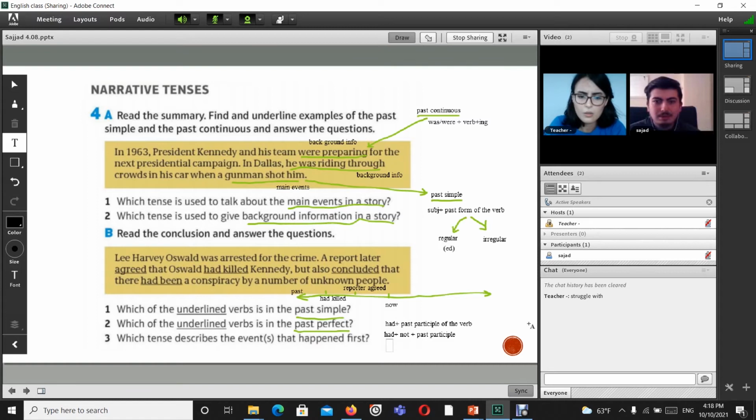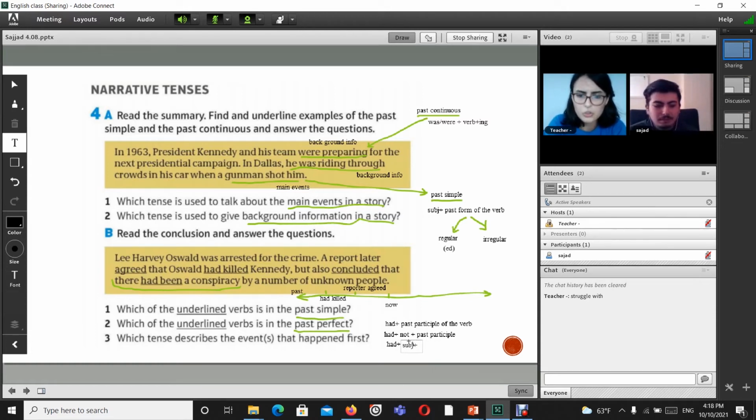Can you tell me the question form? Had plus subject. First, can we make the question together? There had been a conspiracy. Had there been a conspiracy? Very good. Had plus there plus been, which is the past participle.